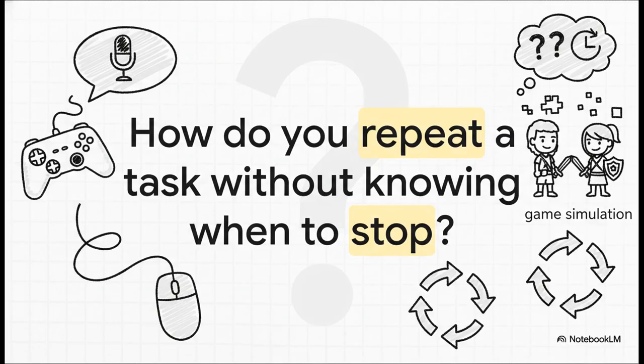So let's frame the problem like this. How do you get your code to repeat a task when you just don't know when it should stop? Think about it. Maybe you're waiting for a user to type quit, or you're running a game loop that needs to go on until someone wins. You can't just tell it to run 10 times, so what do you do?